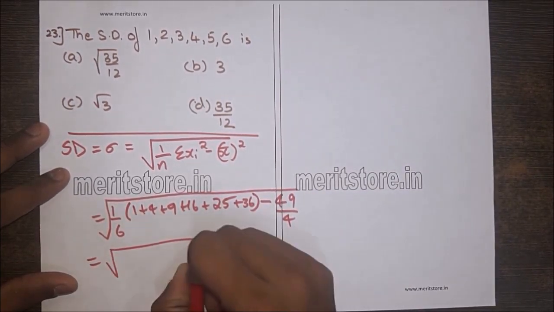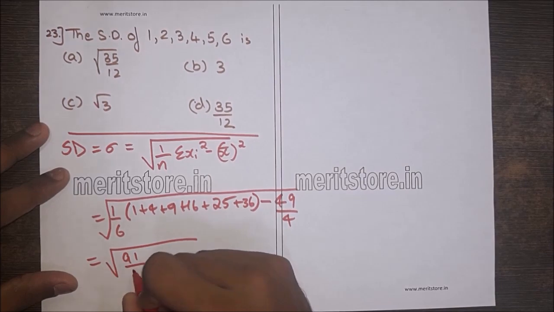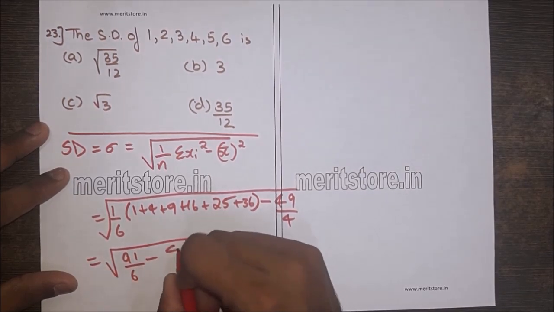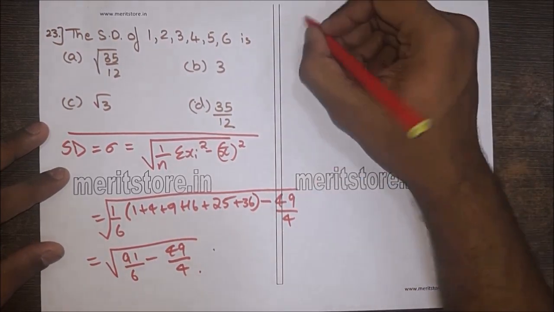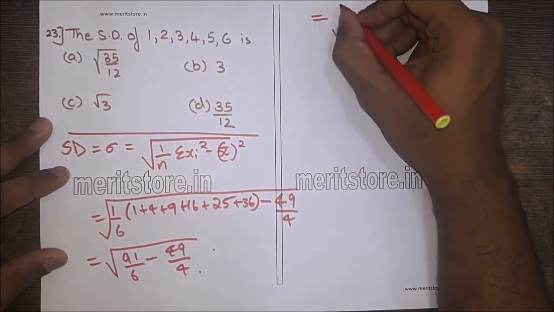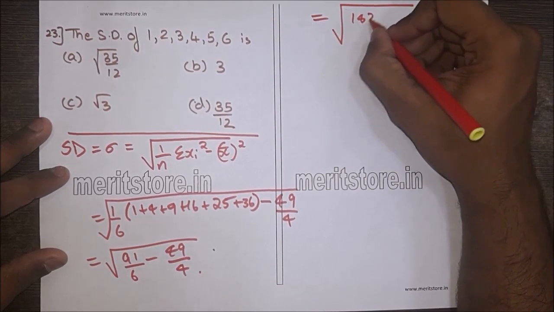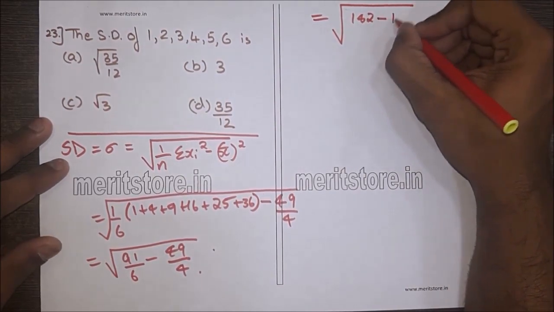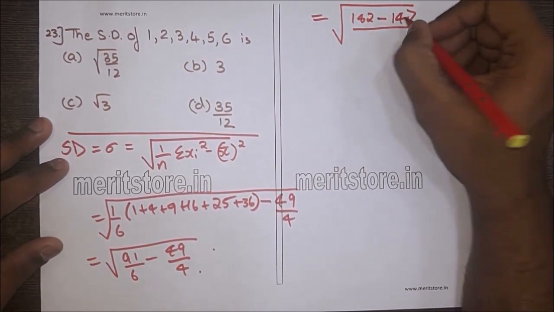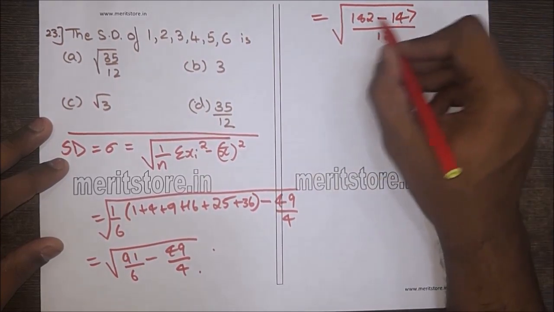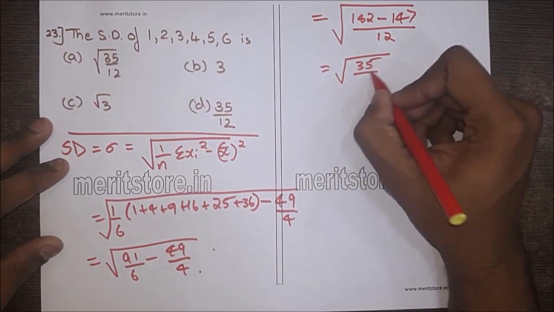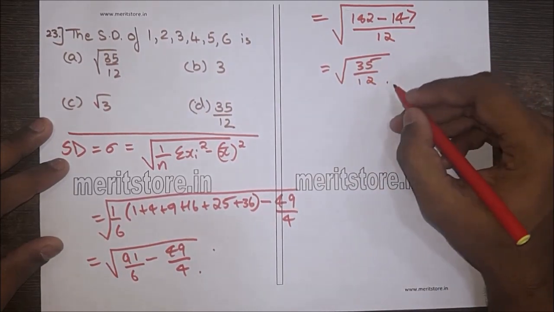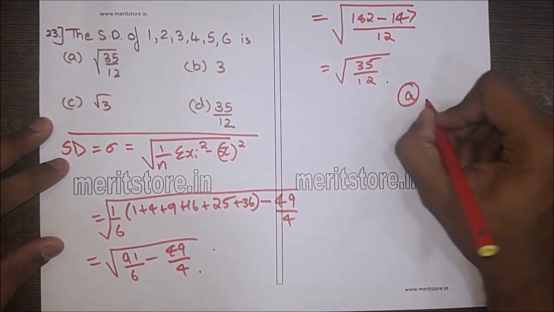Therefore, we get root of 91 by 6 minus 49 by 4, which we get 182 minus 147 by 12. Solving the numerator, we get root of 35 by 12, which is option A.